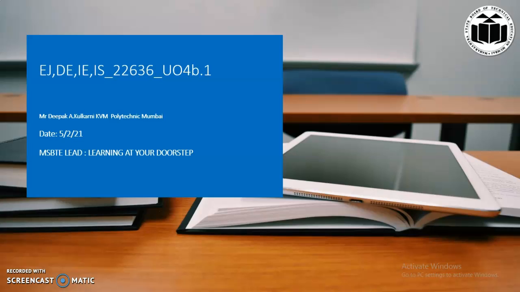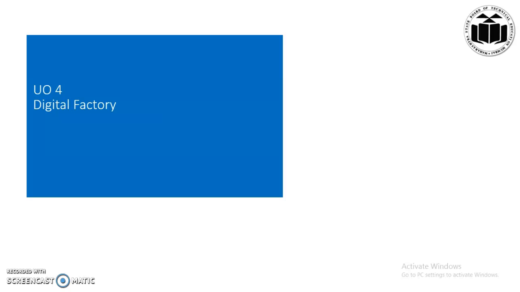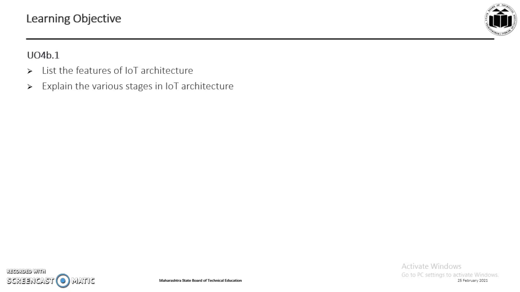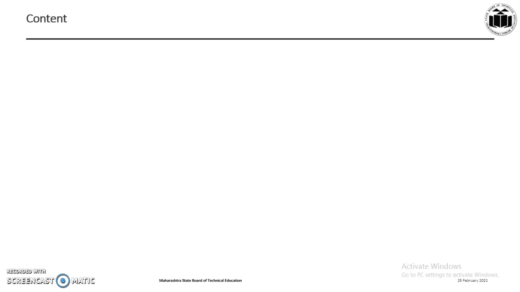Welcome you all to the presentation of Digital Factory, in which we will focus on Internet of Things. After the completion of the presentation, the learners would be able to understand the features of IoT and the various stages used in IoT architecture. After completion, the students may try to answer the following questions: give the functions of sensors, and what is the need of the gateway. In this presentation, we will come across features of IoT and architecture layers.